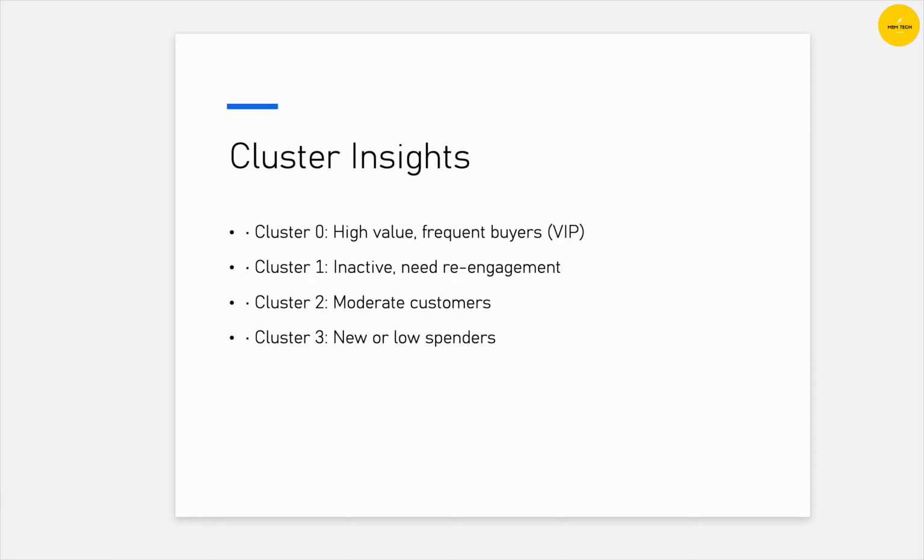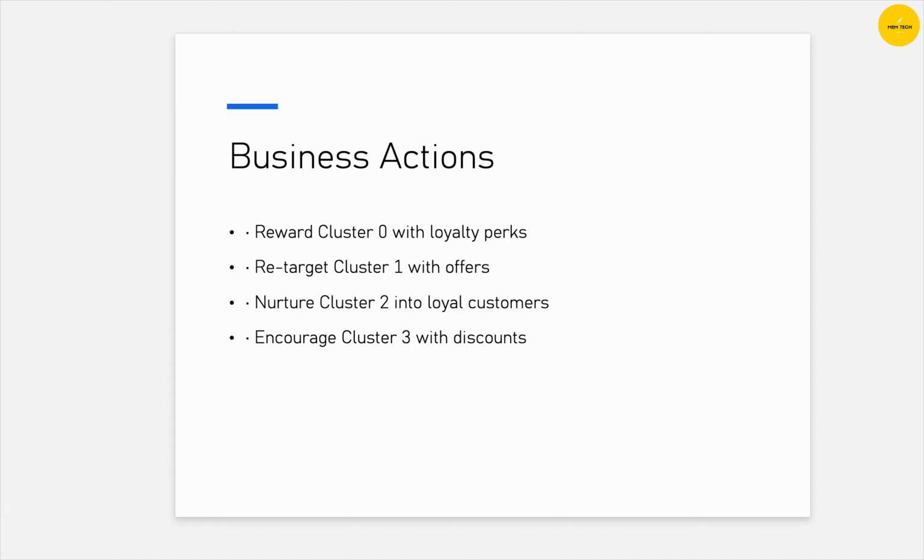Based on these cluster insights, the actions that we can take are: since cluster 0 can be categorized as the VIP customers, we can reward them with loyalty perks. We need to retarget cluster 1 with offers. Cluster 2 are moderate customers, so we can nurture them and maybe turn them into loyal customers. And since cluster 3 has new or low spenders, we can encourage these customers with discounts to spend more.